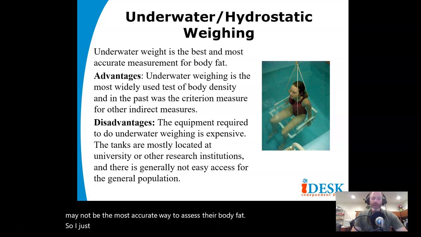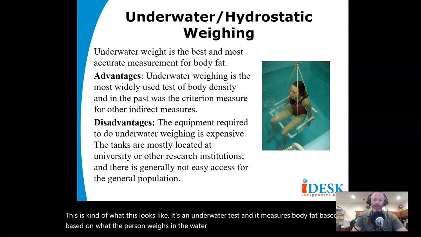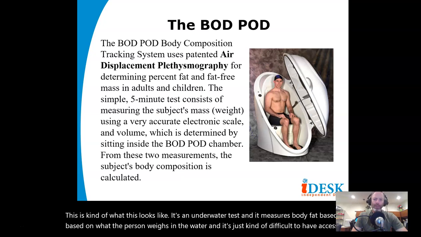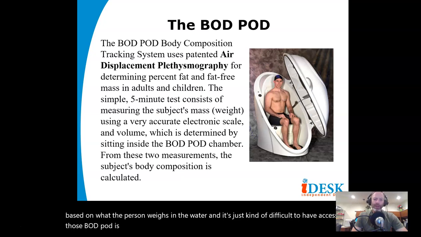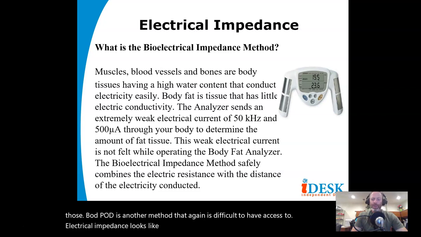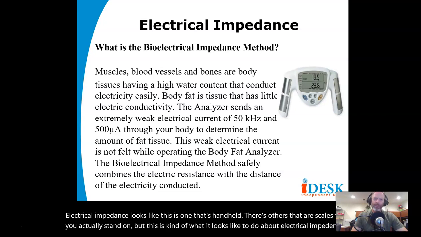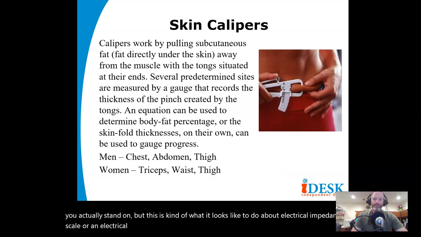So hydrostatic weighing, we've talked about some of the advantages and disadvantages. This is what this looks like. It's an underwater test, and it measures body fat based on what the person weighs in the water. And it's just difficult to have access to those. Bod pod is another method that, again, is difficult to have access to. Electrical impedance, this one is handheld. There are others that are scales that you actually stand on, but this is what it looks like to do an electrical impedance test.